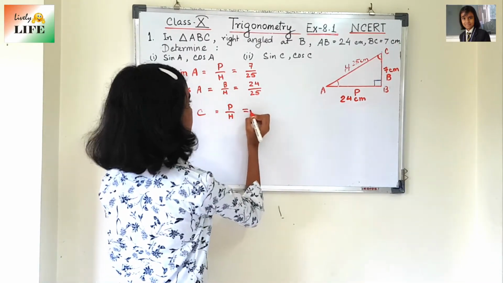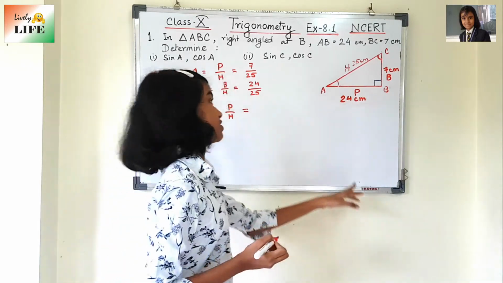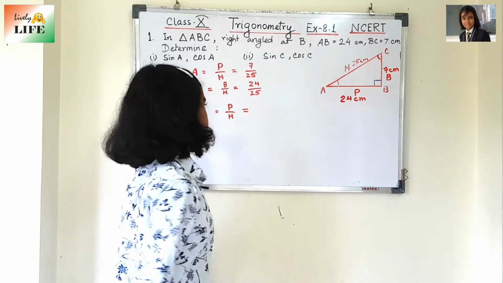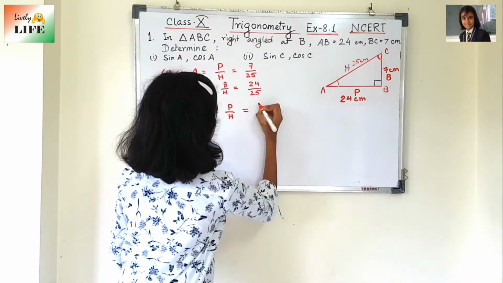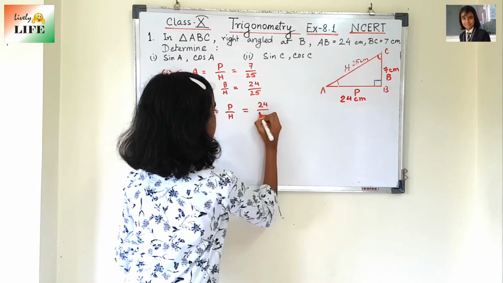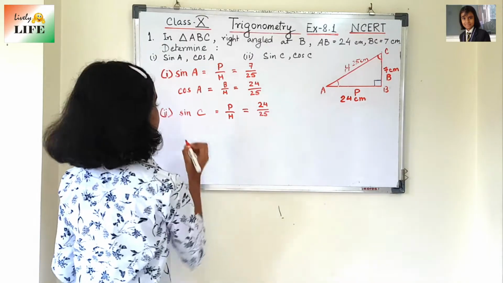Right? So which is the perpendicular now? It is 24 centimeter, and the hypotenuse is 25 centimeter. So it will be 24 centimeter by 25 centimeter. 24 by 25. And cos C?